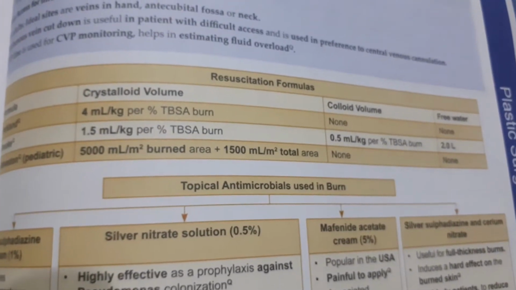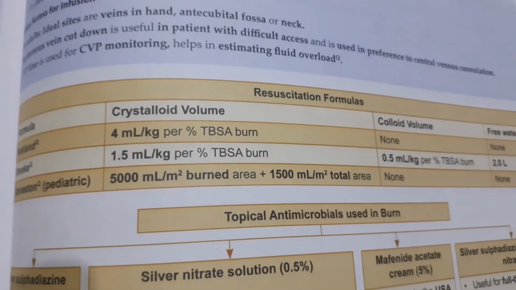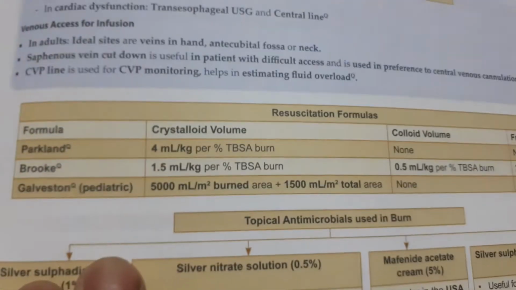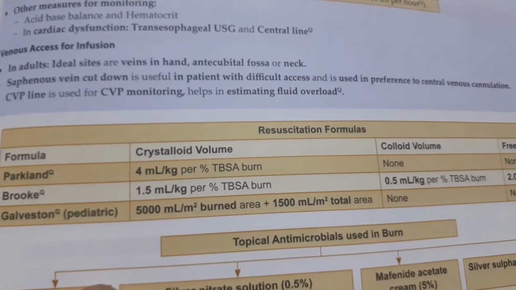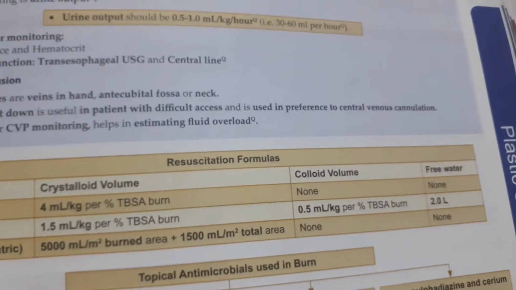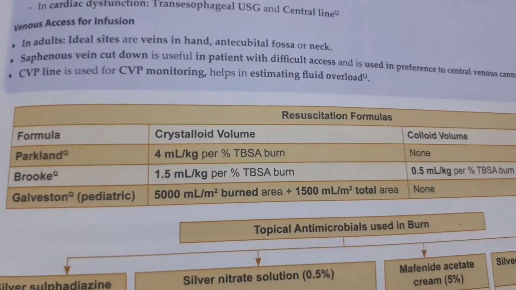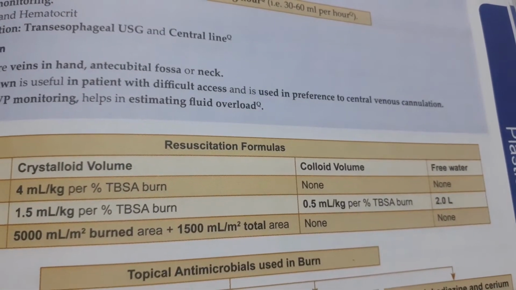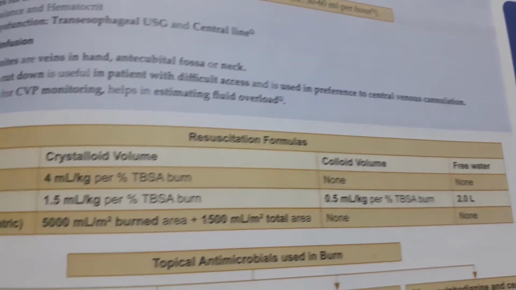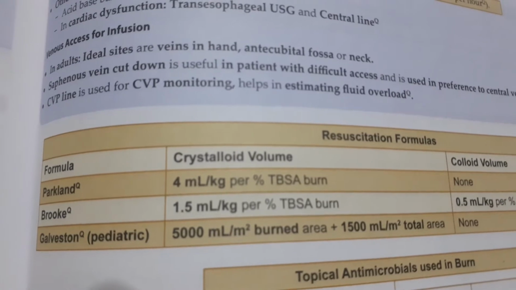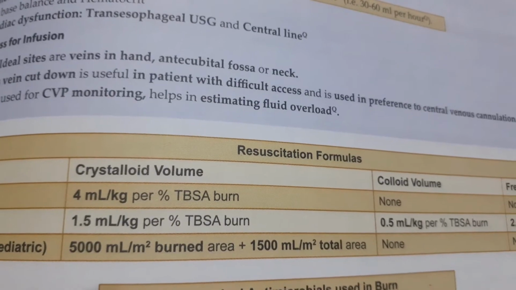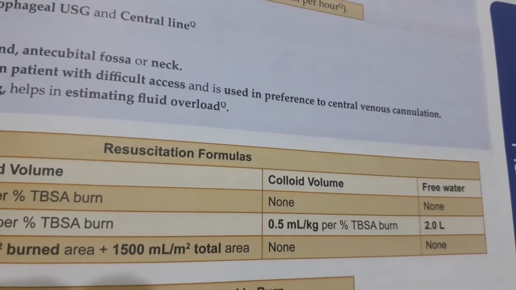Okay, so resuscitation formulae or resuscitation formulas. Formula: crystalloid volume, colloid volume, free water. Parkland: 4 ml per kg per percent TBS burn, none. Brooke: 1.5 ml per kg per percent TBS burn, 0.5 ml per kg per percent TBS burn, 2 liter. Free water. Galveston pediatric: 5000 ml per meter square burn area plus 1500 ml per meter square total area, none.